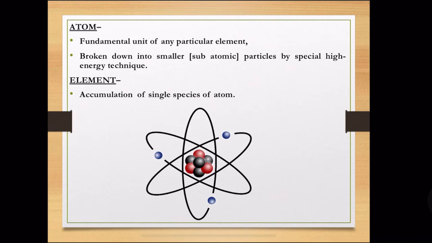To begin with, say you have an object or a particular element in hand. The fundamental or basic unit with which it is made is called an atom. An accumulation of single species of such atoms together is called an element.